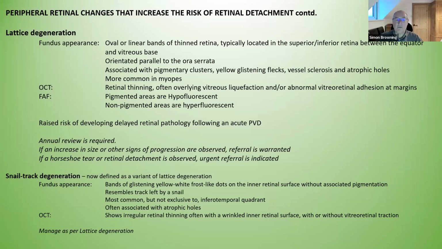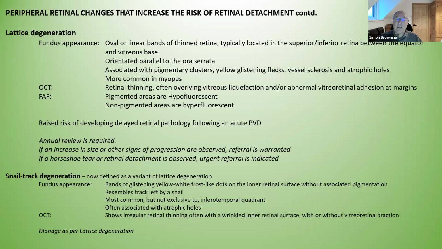So there is a very strong association with retinal tears and retinal detachments. So you need to review these patients regularly. You need to make the patients aware of this degeneration so that they can look for symptoms as well. If you do see an increase in size or other signs of progression, then referral is warranted if you're not sure. But if you begin to see tears, it's not just warranted, it's indicated and it's urgent if you've got tears there.